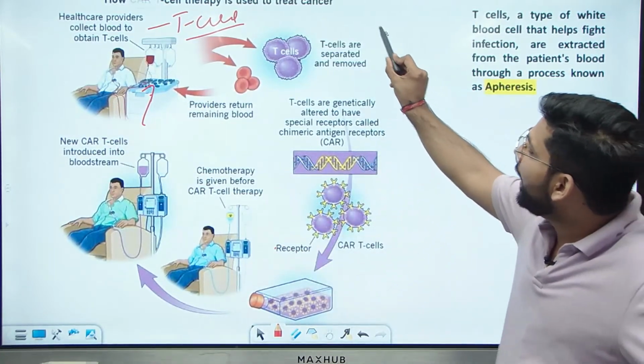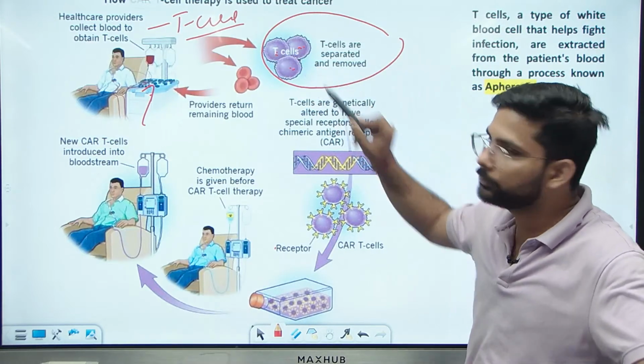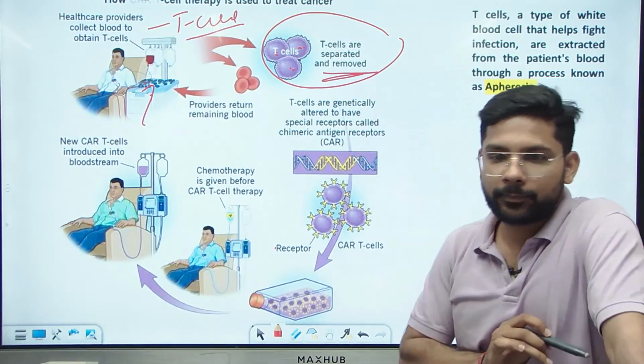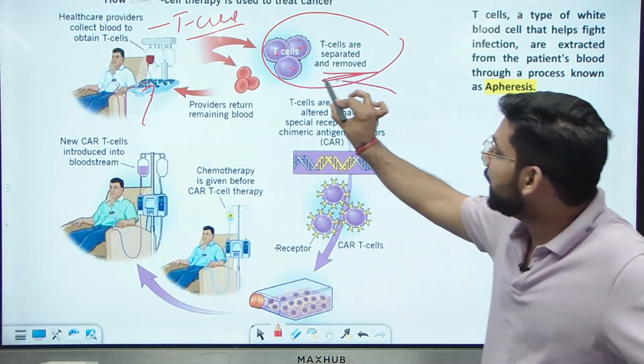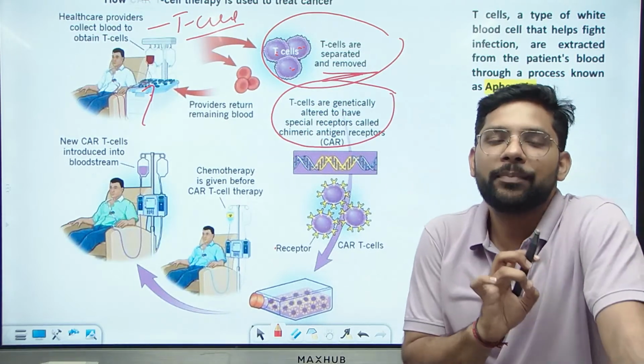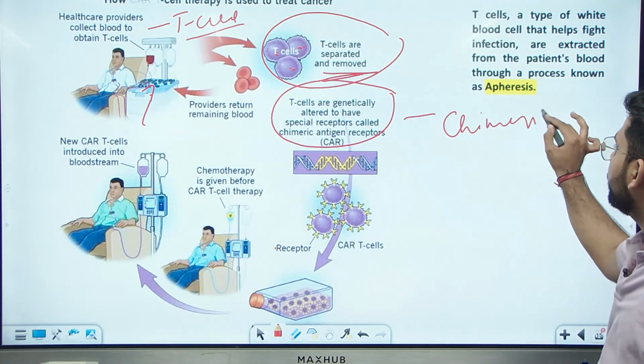They are modifying these T cells, which are separated from the blood. These T cells are genetically altered to have the receptors of the chimeric antigen.